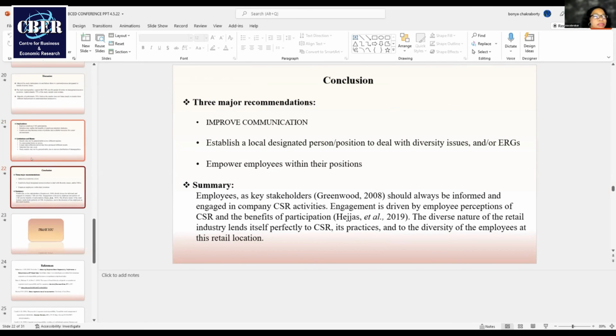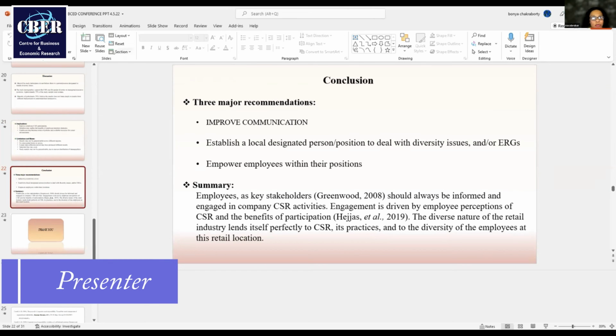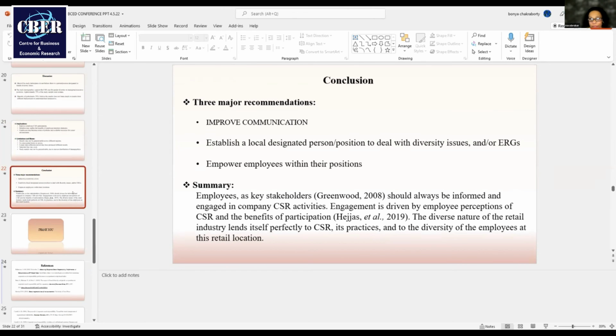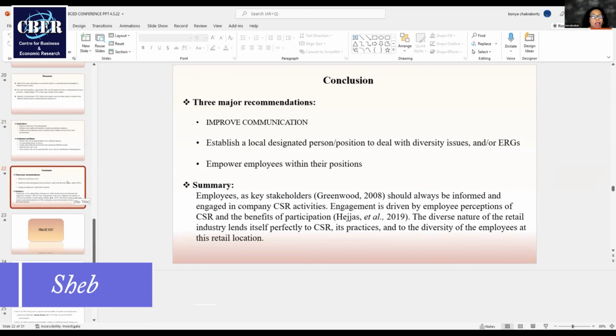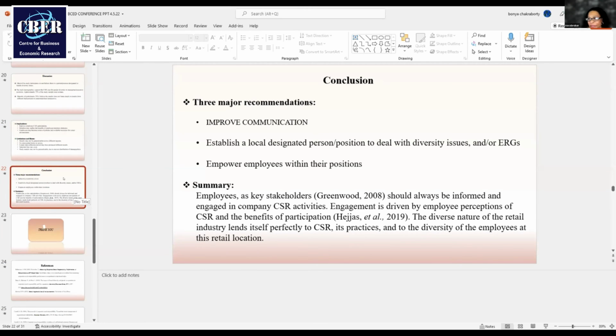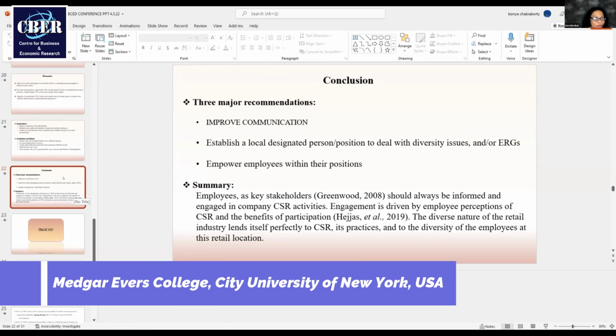The three major recommendations that we have for the company are, first, to improve communication, because it's so important for information dissemination. Through the study, we found that a number of the respondents were not aware of a lot of the programs that could help them, especially in education, benefits, and policies that might benefit them and help their advancement.